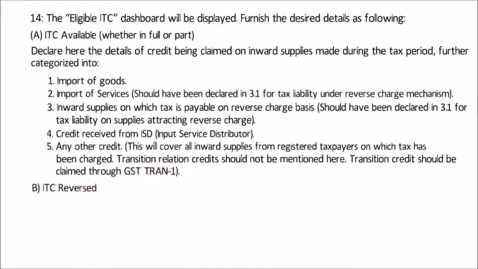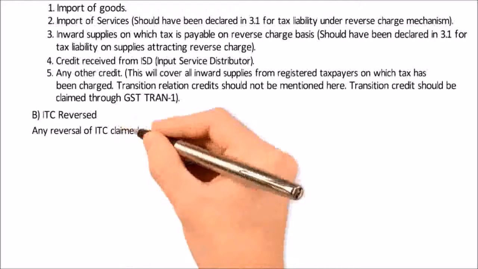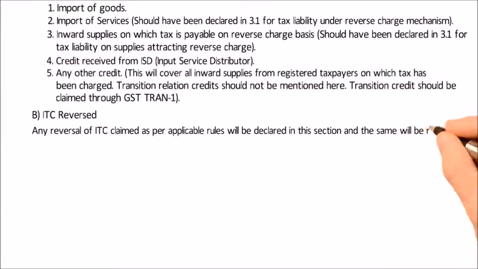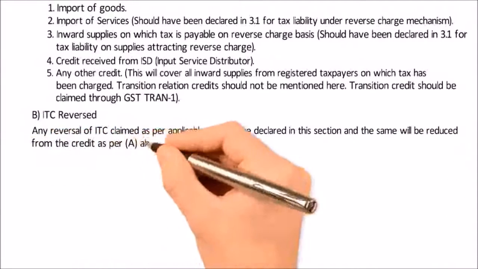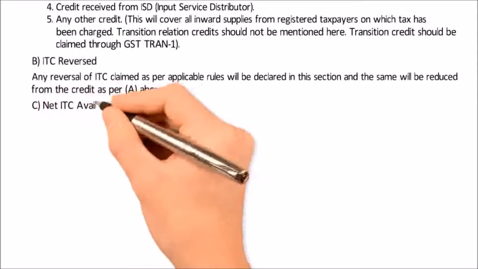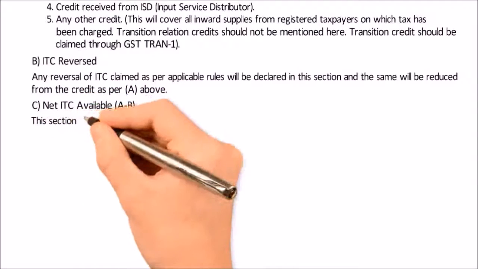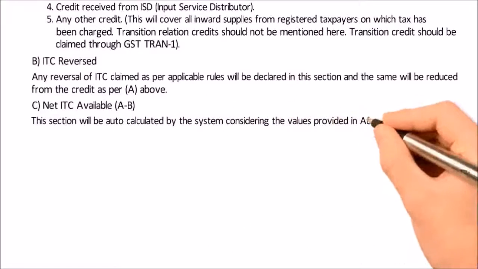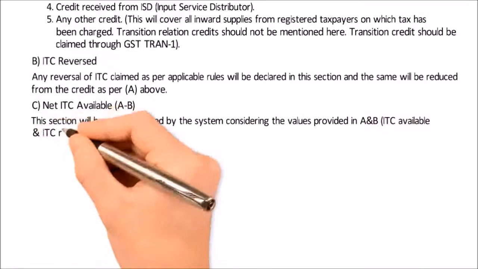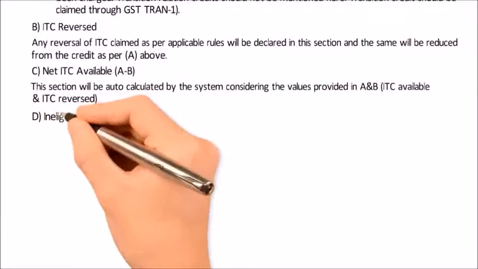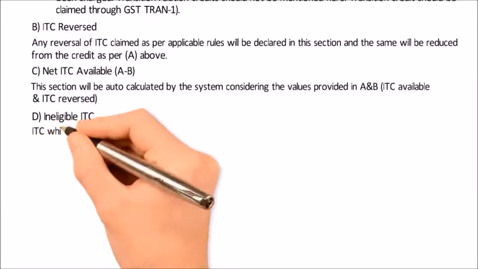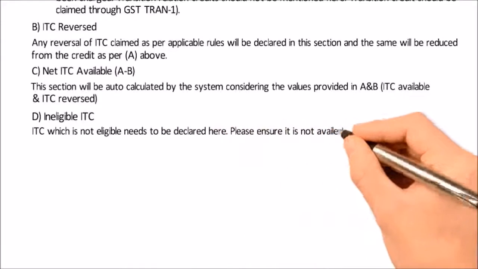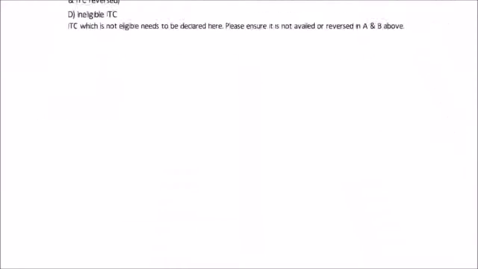B. ITC reversed. Any reversal of ITC claimed as per applicable rules will be declared in this section and the same will be reduced from the credit as per A above. C. Net ITC available, A minus B. This section will be auto-calculated by the system considering the values provided in A and B, ITC available and ITC reversed. D. Ineligible ITC. ITC which is not eligible needs to be declared here. Please ensure it is not availed or reversed in A and B above.